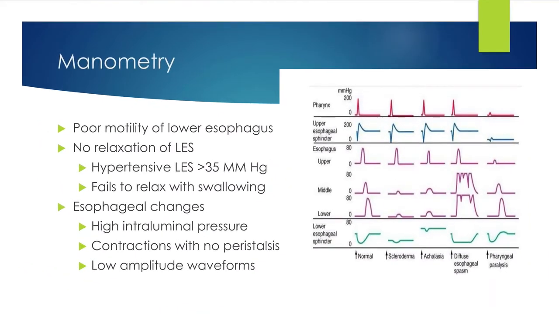Now, the cornerstone and the definite diagnosis will be obtained by performing esophageal manometry. And what the manometry does, it will look at the peristalsis of the esophagus. It will show us the resting tone of the lower esophageal sphincter and further details. In patients with achalasia, there will be two changes on the manometry of the lower esophageal sphincter and three changes in the muscles of the esophagus.